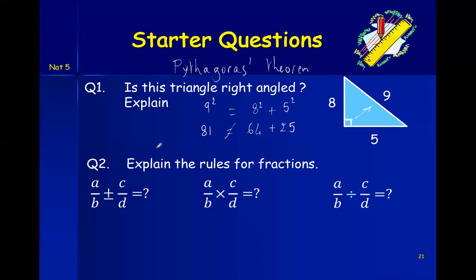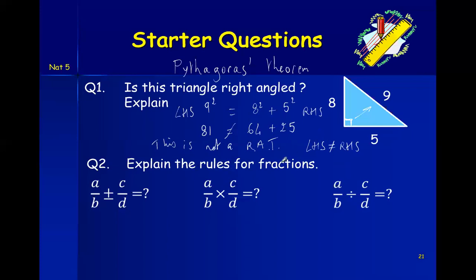So you just say this is not a right angled triangle, because the left hand side is different from the right hand side. So that's how quickly you can check it. You don't even need to do the square root or anything. You just do 8 squared. You don't even need to do the calculation.